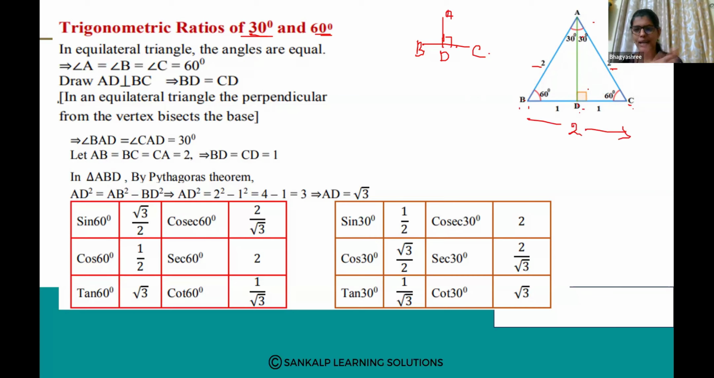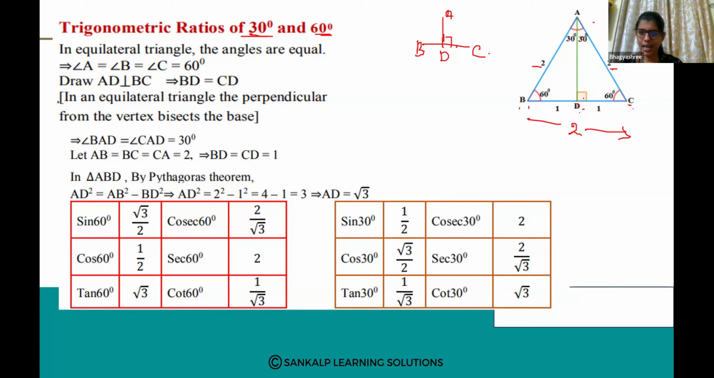If BC is 2, what do BD and DC become? 1 and 1, right? In triangle ABD, by Pythagoras theorem. So dear children, here we need to find out the value of AD. We don't know AD. See here, do we know AD? No. So we need to find out AD. How? By using Pythagoras theorem.